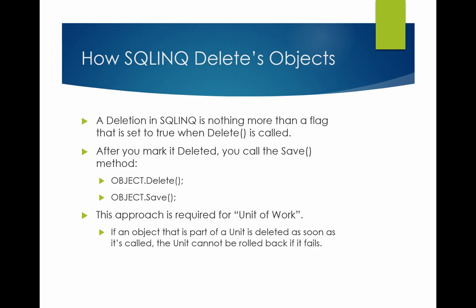So deleting objects. A deletion in SQLINQ is nothing more than a flag when you call the method delete. So in order to make it permanent, you say delete and then you do a save. And this approach is required for a unit of work. So that's the Fowler's unit of work that I talked about earlier. If I were to write the code to say when you called delete, it automatically deleted it out of the database, did an automatic save, what would happen is you would violate the principles of having a unit of work. So that's the reason why it's there.